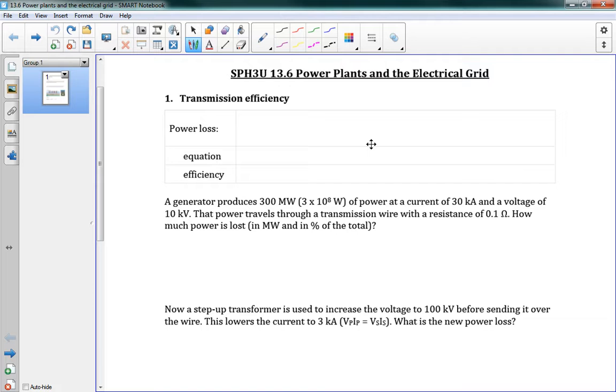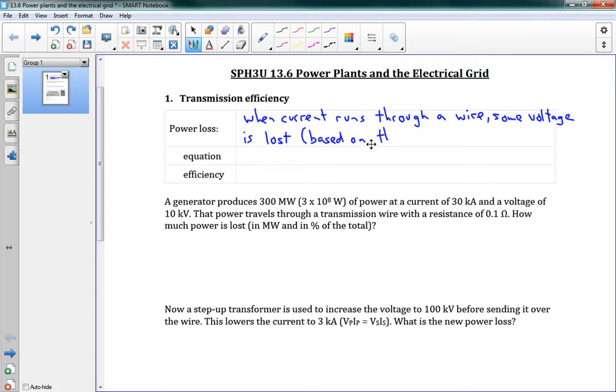Power loss. When current runs through a wire, some voltage is lost, and the amount is going to be based on the wire's resistance. Now we have an equation for that, which is P equals VI.